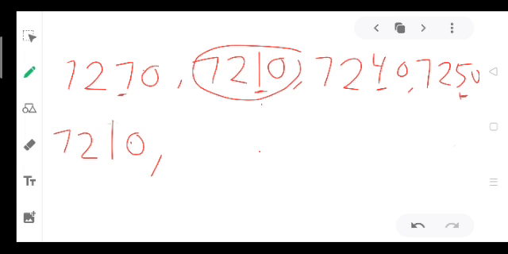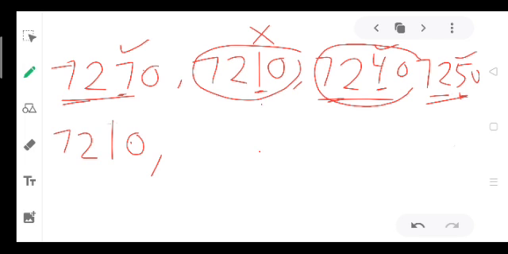7210. Now comparison between these three. 7270 here. These two places, thousands and hundreds, are same. Here also thousands and hundreds are same. Tens place we have to check. 70, 40, 50. Which is smallest? 4 tens are smaller. So we will write here 7240.